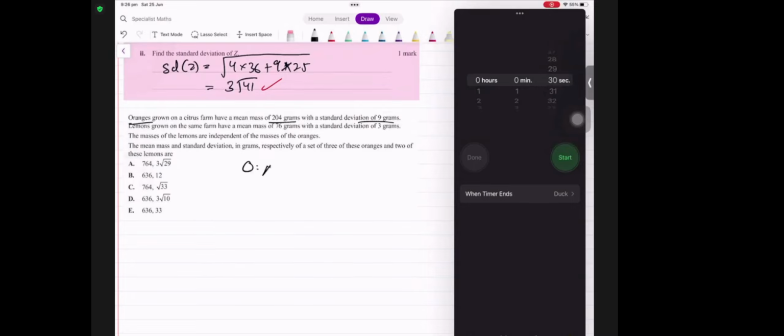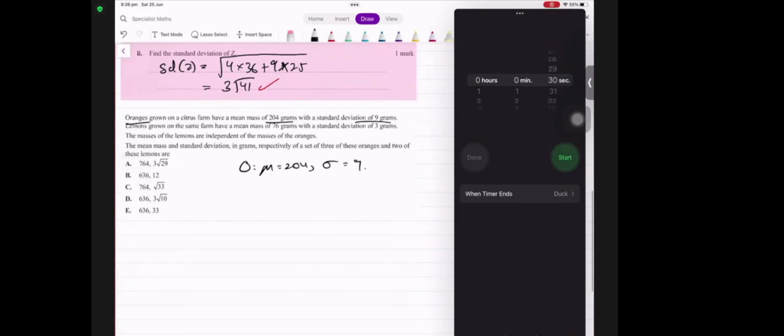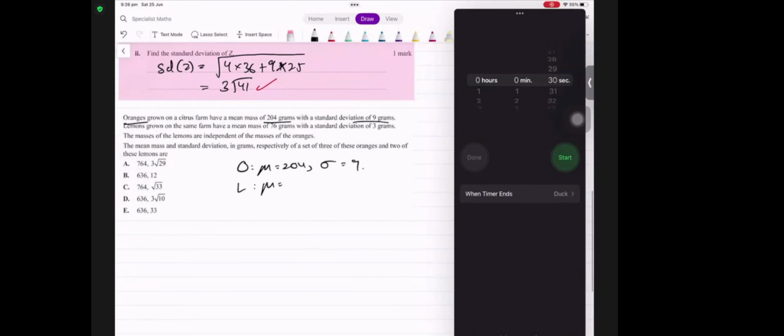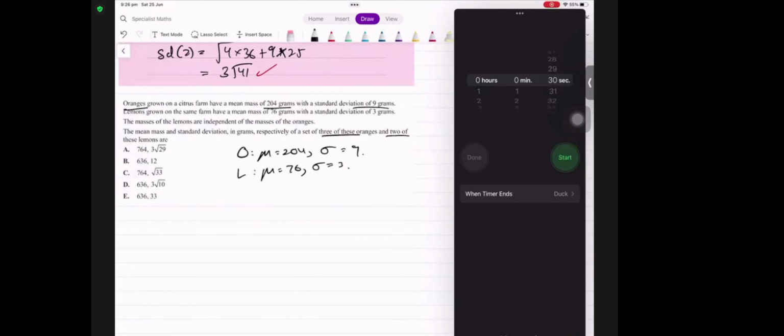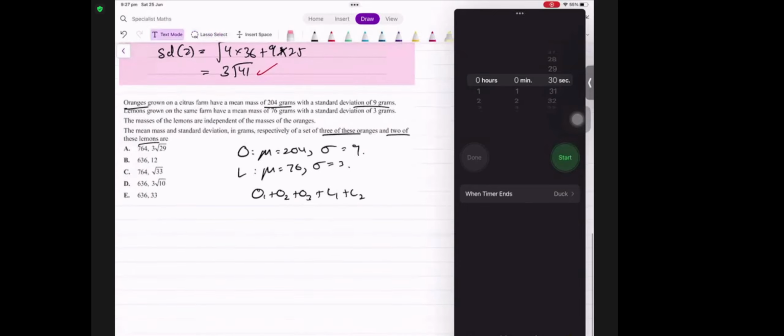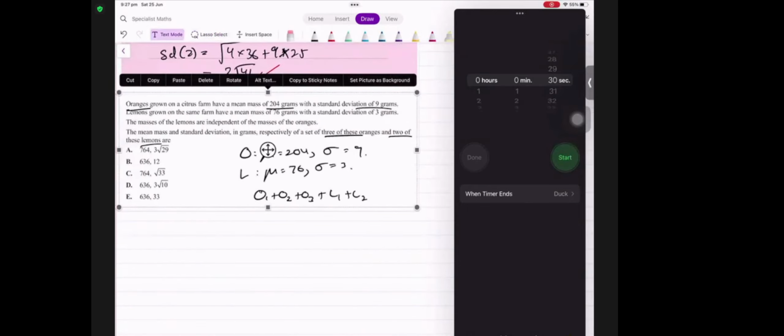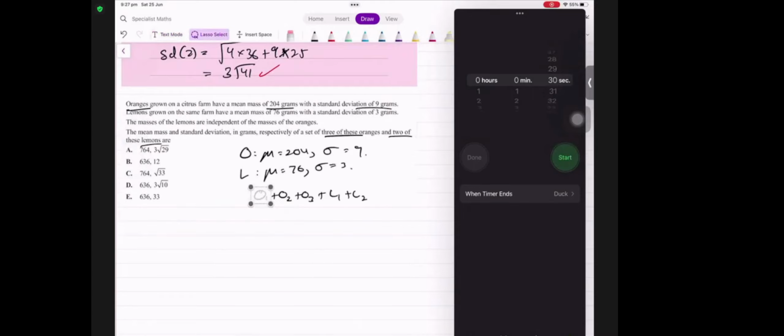With the mean mass of this one. For oranges, you have a mean mass of 204 and a standard deviation of 9. You have lemons, which have a mean mass of 76 and a standard deviation of 3. So you're looking at 3 sets of oranges and 2 sets of lemons. What you're actually looking at is 3 individual oranges and 2 individual lemons. I'm going to quickly make this easier for myself.